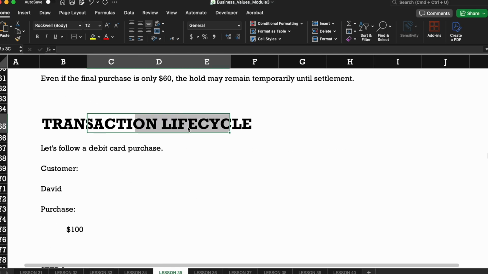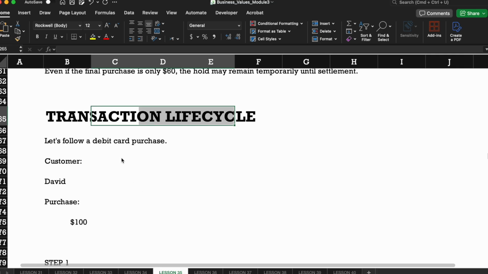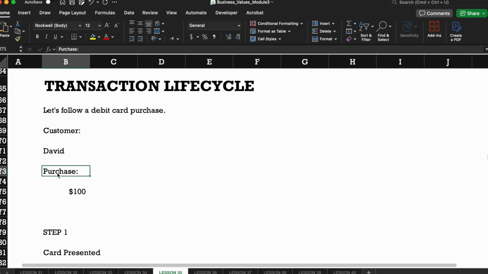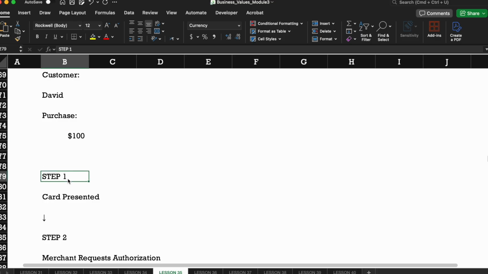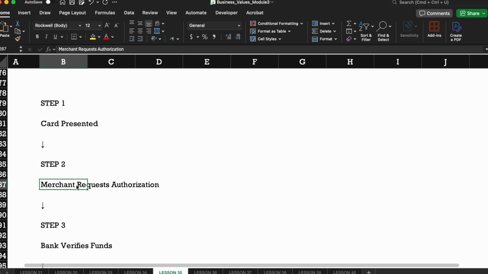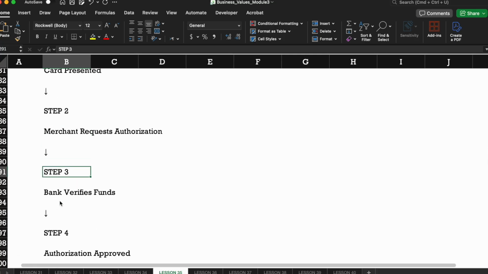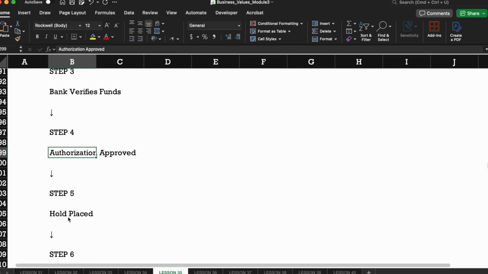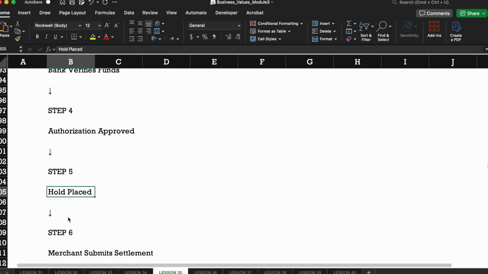Okay, the transaction life cycle. Let's follow a debit card purchase. Customer debit purchase $100. Step number 1, card presented. Step number 2, merchant requests authorization. Step number 3, bank verifies funds. Step number 4, authorization approved. Step number 5, hold placed.